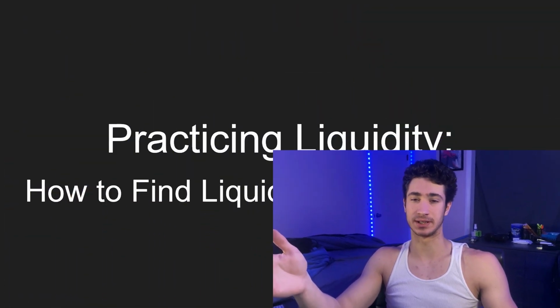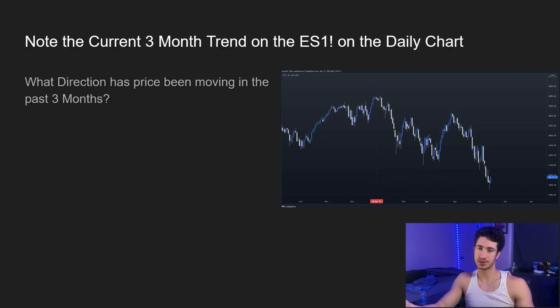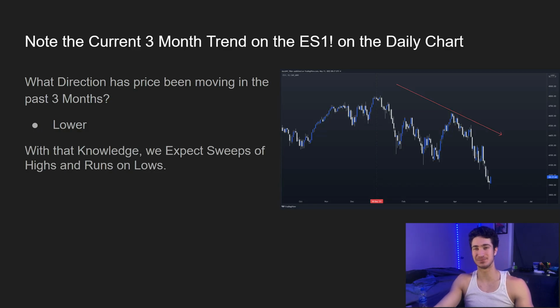Now that we got that aside, let's talk about practicing liquidity, how to find liquidity in price action. We're going to start with noting the 3-month trend on the S&P continuous contract on TradingView, which is ES1! on the daily chart. So if you look at this chart, what direction is price going from the red dotted line? It's going lower. It's delineated with the red arrow. With this knowledge that price is moving lower, we expect sweeps of highs and runs on lows. We expect this trend to continue.